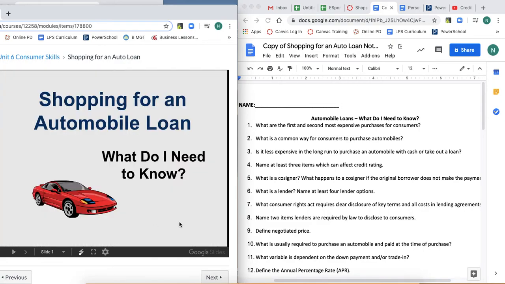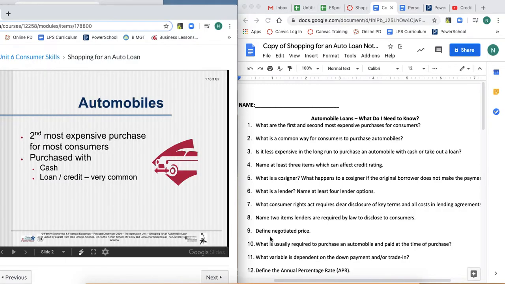All right, so we have our shopping for an auto loan presentation on the left and the note guide on the right. A car is usually going to be the second most expensive purchase for a consumer, second to a home. A home or some type of living situation is typically the first most expensive purchase, and then a car being the second.